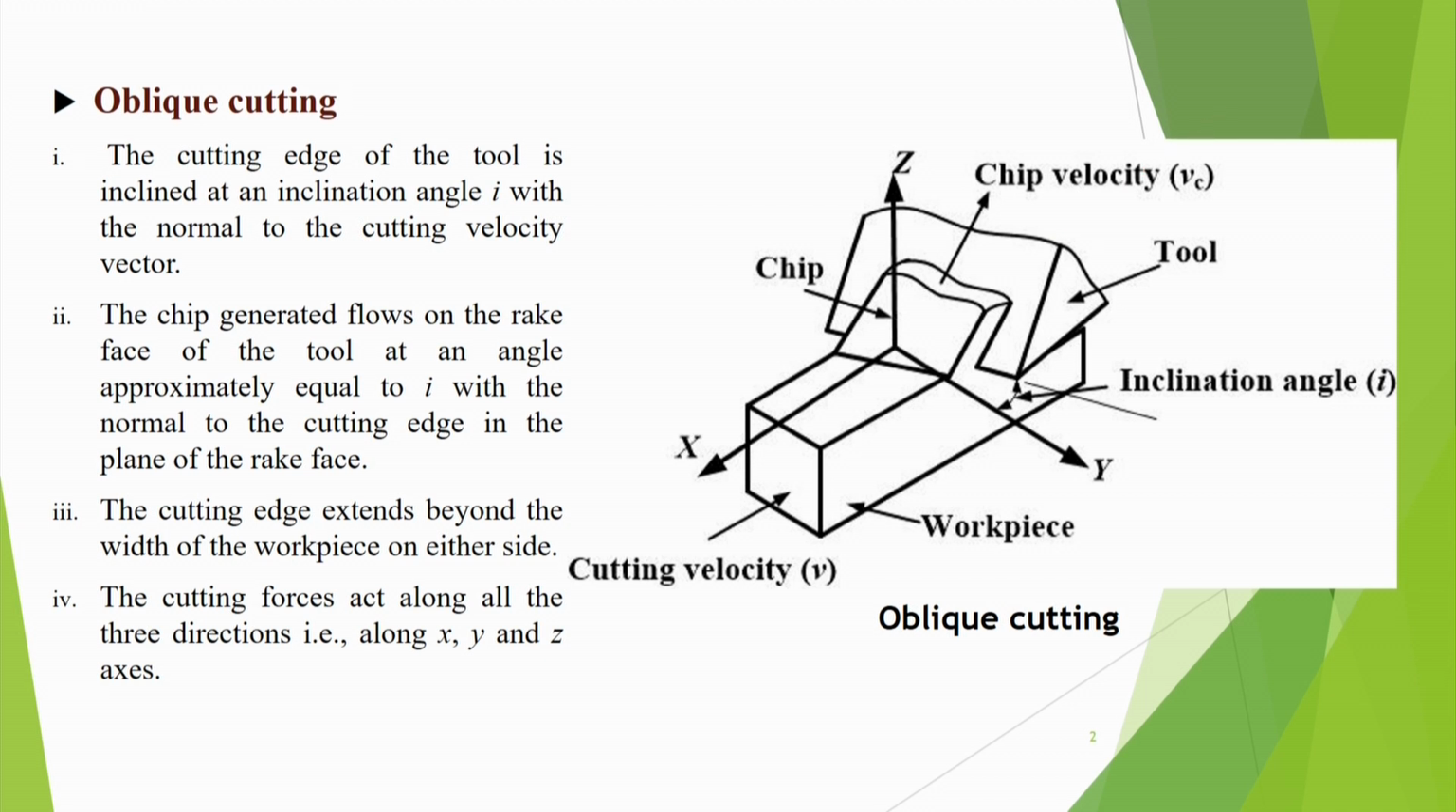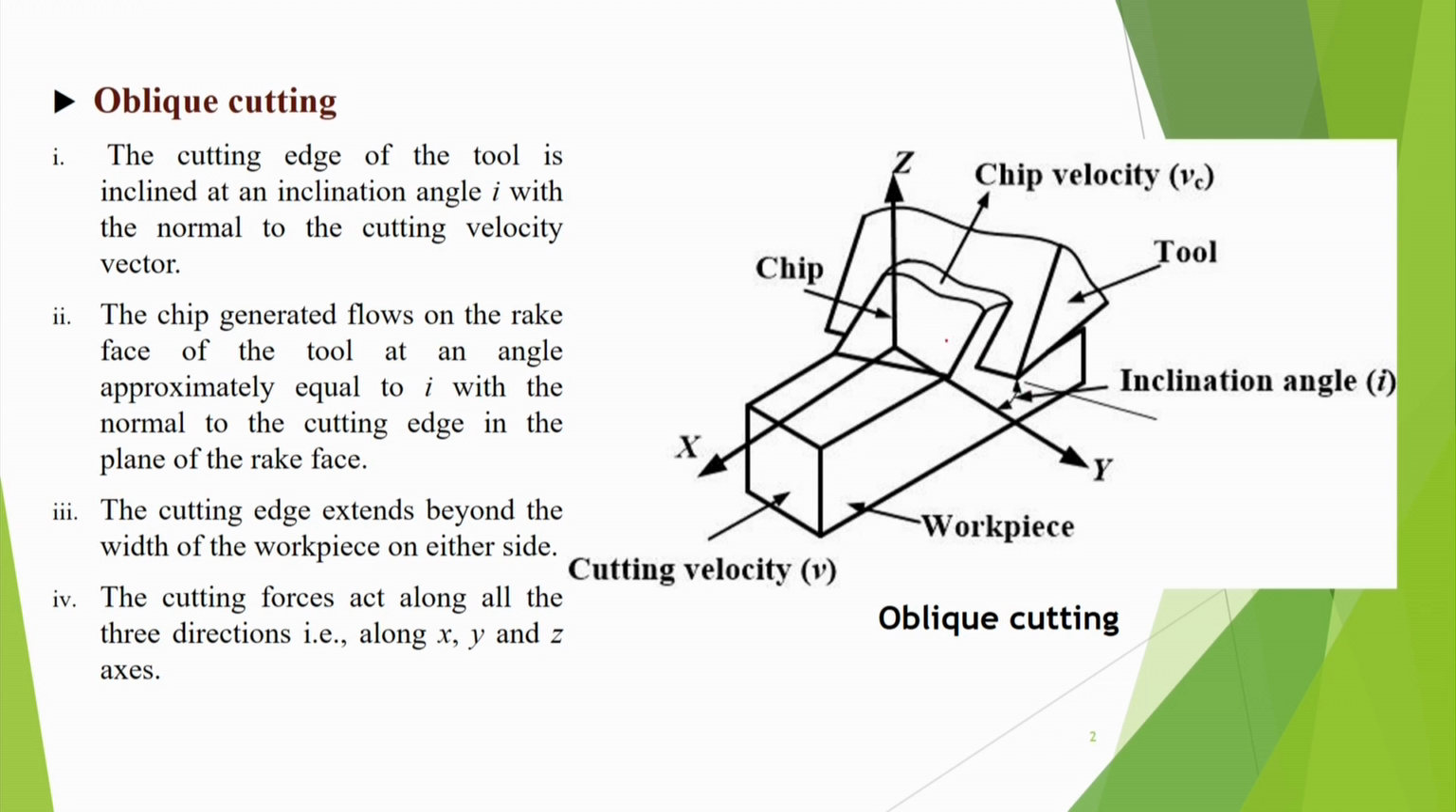The cutting edge of the tool is inclined at an inclination angle I with the normal to the cutting velocity vector. The chip generated flows on the rake face of the tool at an angle approximately equal to I with the normal to the cutting edge in the plane of the rake face. This is also an observation by Stabler, which he found around 1950: the chip flow is inclined at approximately I.